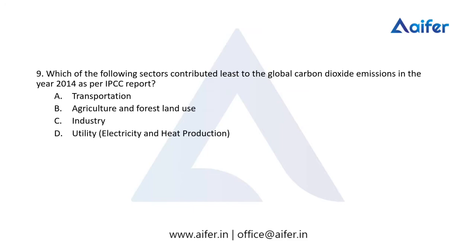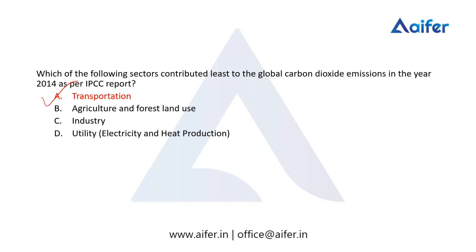You want to find which sector contributed the least out of transportation, agriculture, forest and land use, industry, utility, electricity and heat production. Which is the correct answer? That's the question. Yeah, it's a factual aspect. Okay, so we have the answer as transportation. Option A, transportation, is the correct answer. As per 2014 IPCC report, transportation contributed the least to global carbon dioxide emission in the year 2014. So it's an important question.